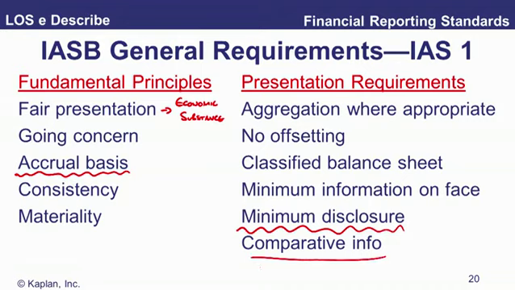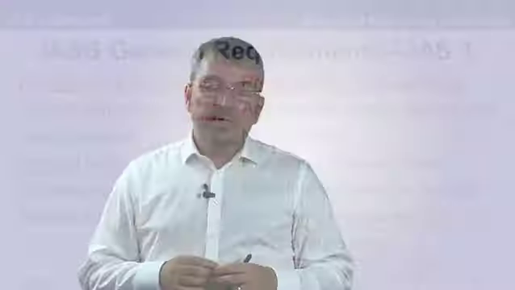Final one we've got down there is comparative information. So in other words, when you look at a set of financial statements, you don't just see this year's balance sheet and this year's income statement, you also see the prior year as well. And again, this is to enable investors to make comparisons year on year.